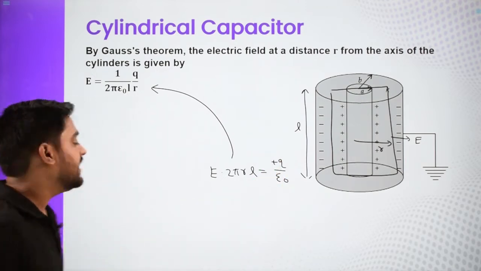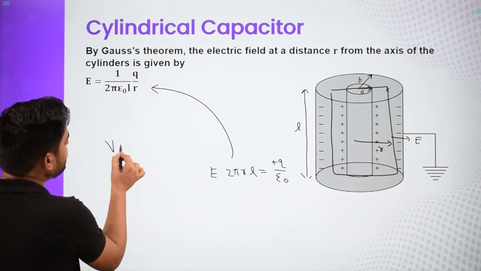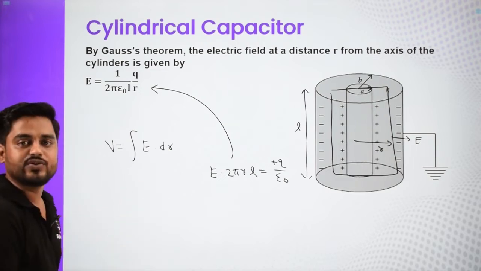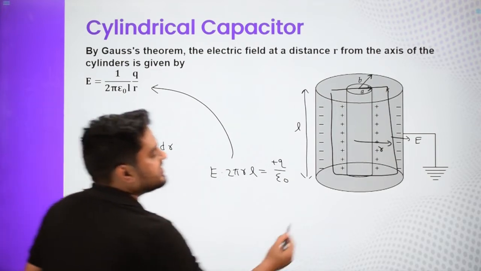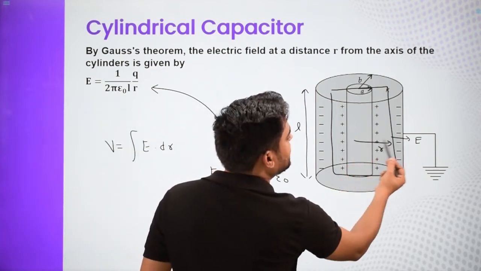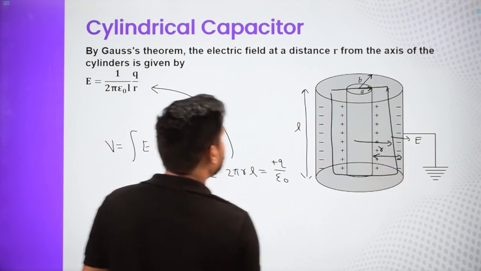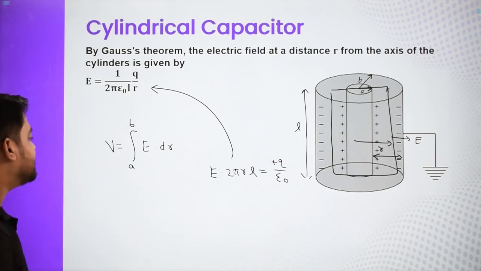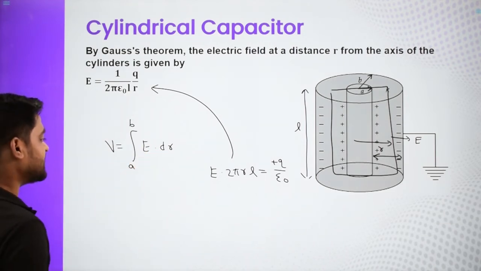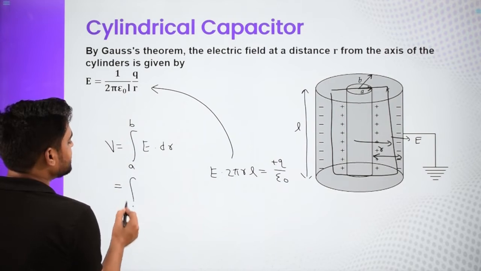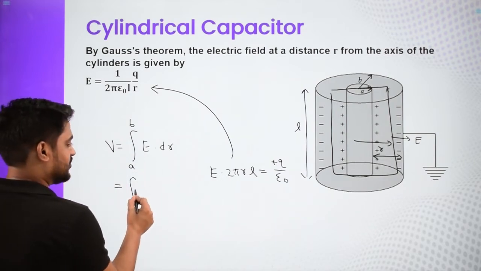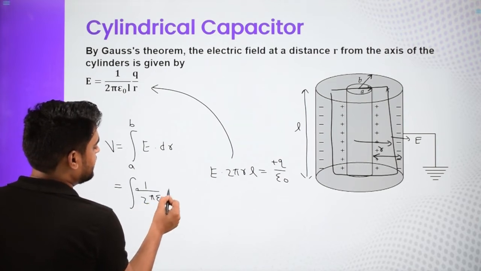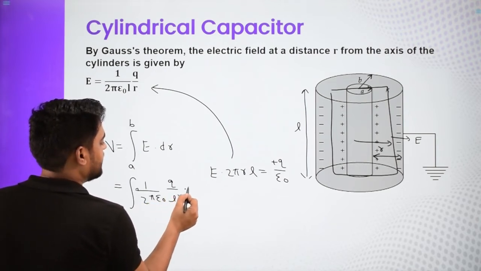Then I need to integrate that, because we know that V is nothing but the integration of E dot dr. I want to get the magnitude, so I'll simply integrate with R changing from A to B. If I get a negative answer, then I'll just put a minus over there. So I just want the magnitude. The integration of E is 1 by 2 pi epsilon naught, Q by L R, dr.